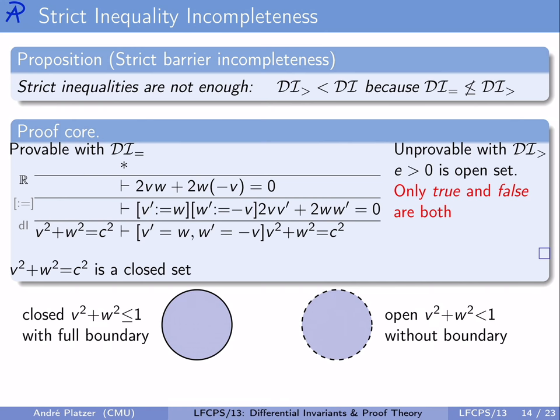But neither true nor false are useful for doing any of those proofs because, well, true is true in the beginning, but doesn't imply the postcondition because we can't learn anything from the formula true being true in the state because it's true everywhere. And false, well, that would imply the postcondition, but it simply is very hard to prove that it's true in the beginning because false isn't true when v squared plus w squared equals c squared is true, because there are states where this equation holds true. So that's the reason why these two are separated.